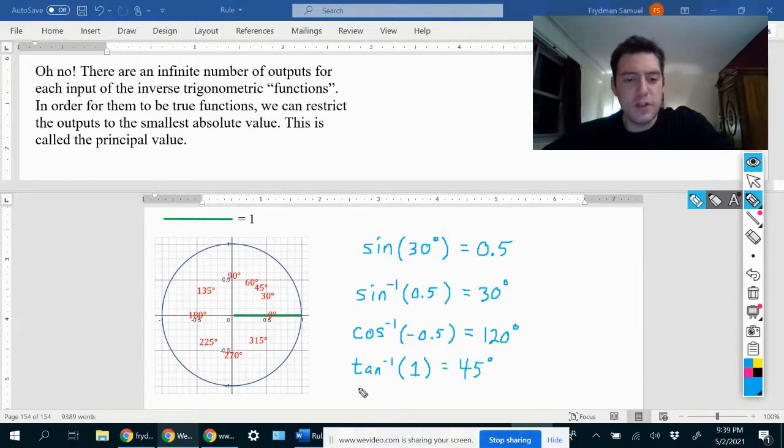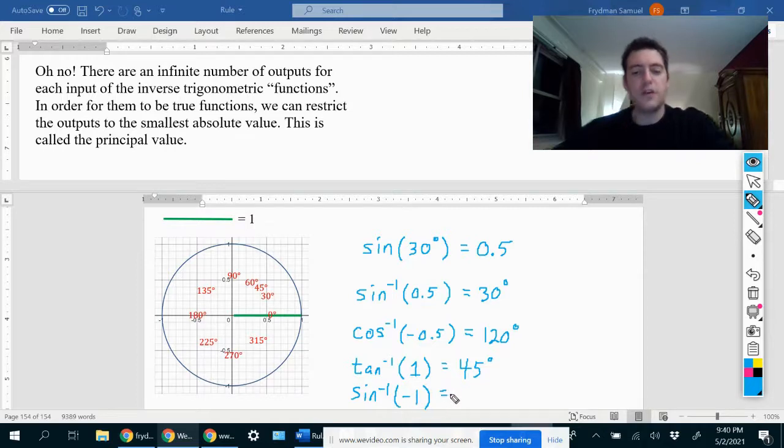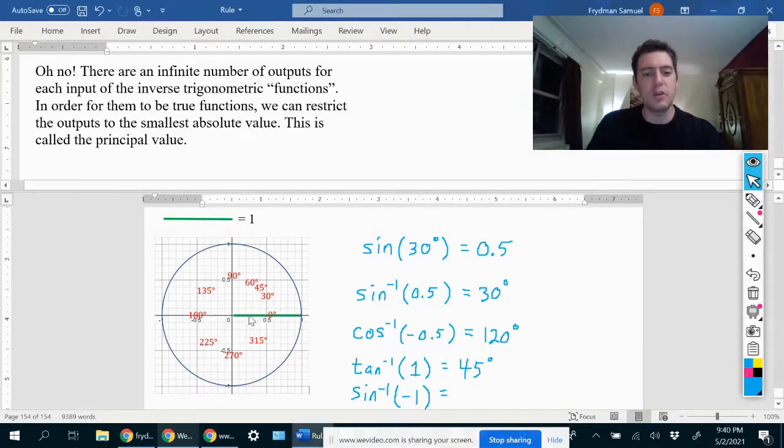Let's do the inverse sine of -1. So we're looking for an angle measure such that when we take the sine of that angle, we get -1. So what angle measure would have a y-coordinate of -1 where the line here meets the circle?